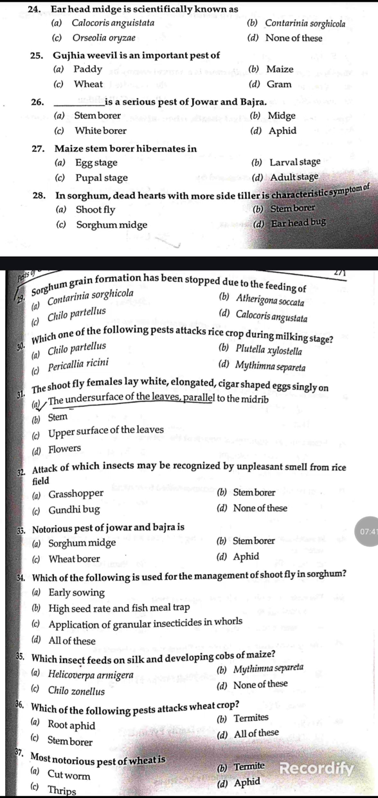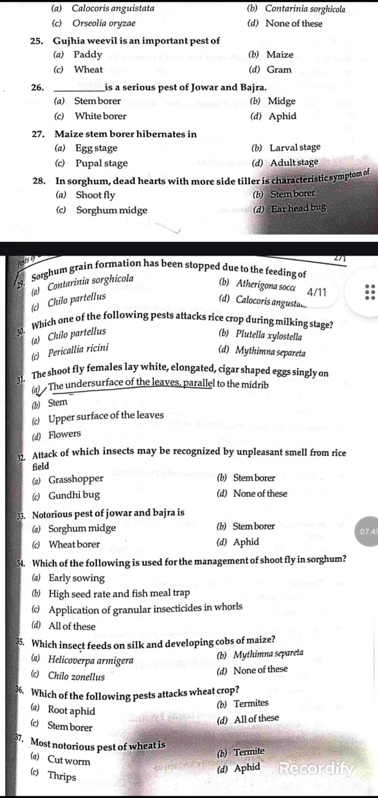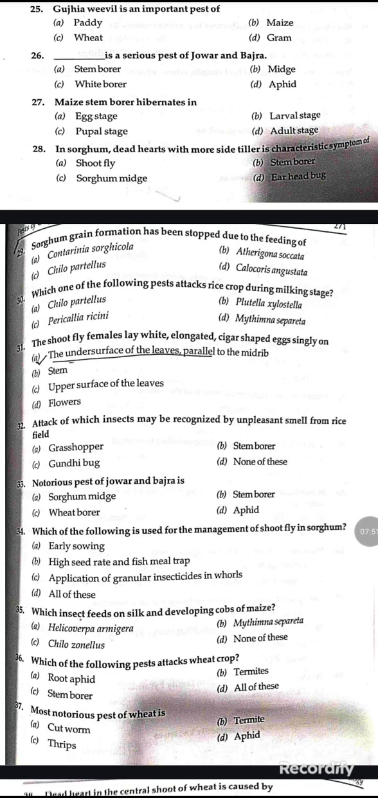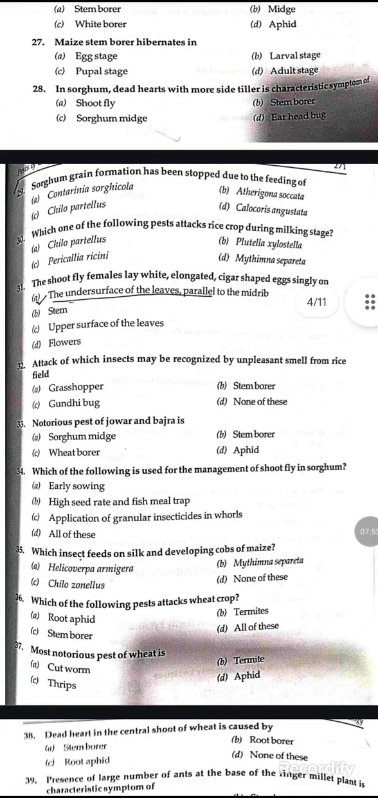Option C. Then the notorious pest of jowar and bajra is the sorghum midge. I already discussed the midge. Which of the following is used for the management of shoot fly in sorghum? Early sowing, yes. High seed rate and fish meal trap, yes. Application of granular insecticide in hole, yes. All the above, option D.